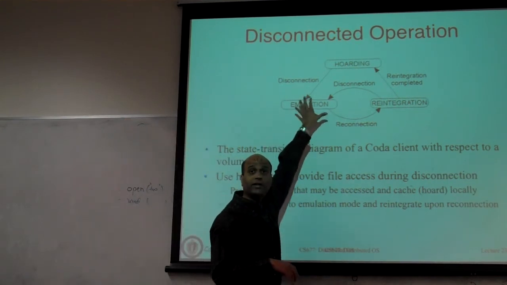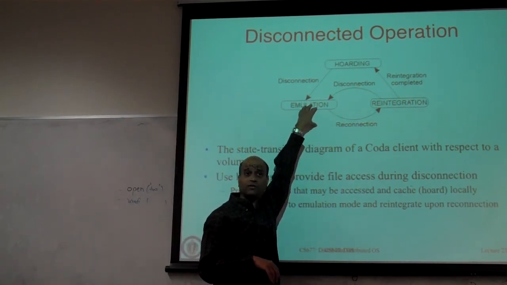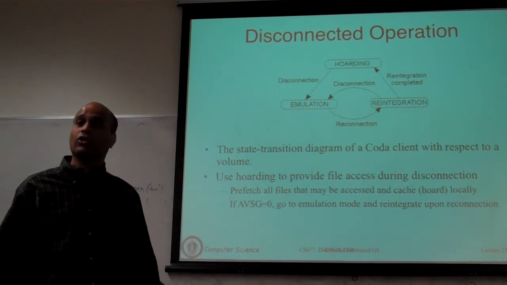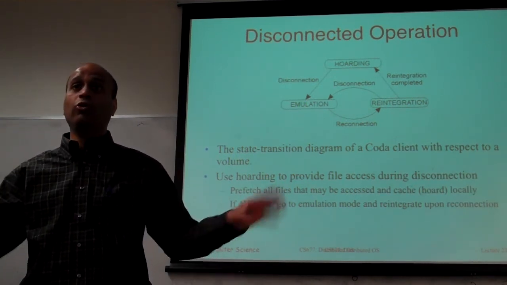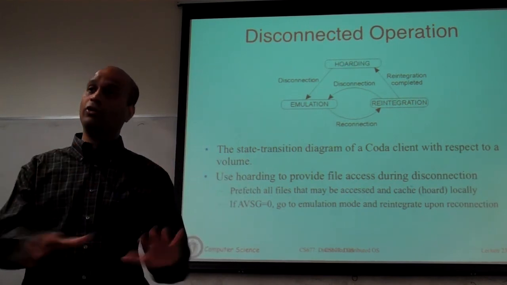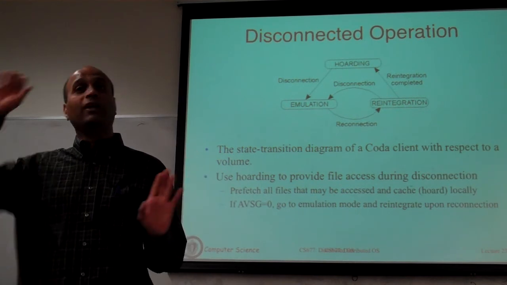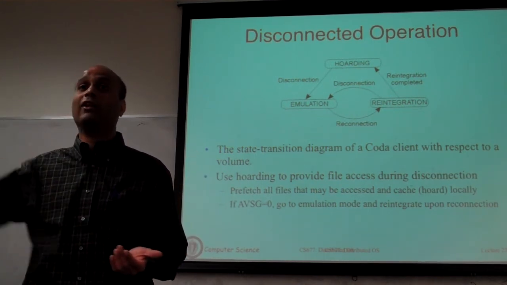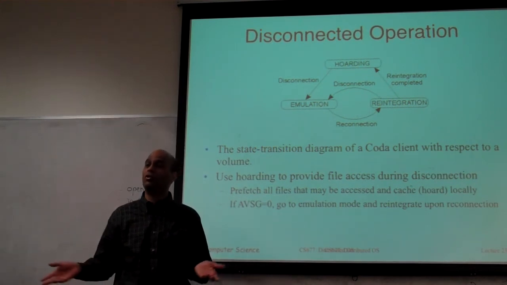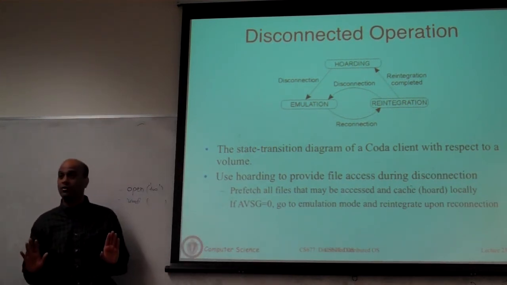Once you get disconnected, you go into emulation state. In the emulation state, the file system pretends that you are connected, so everything looks normal. You have no network connection, but the file system behaves as if you are connected, all your files are accessible, so it's completely transparent. You're emulating the fact that you are connected, although you are not. So you can continue to work on your files, and nothing seems to have changed at all.